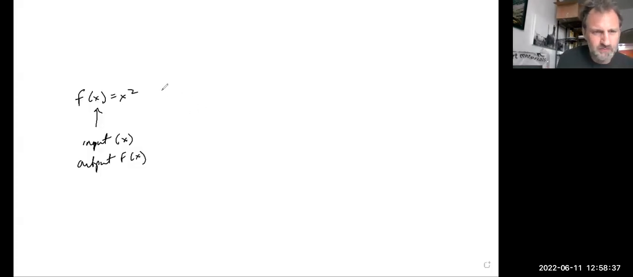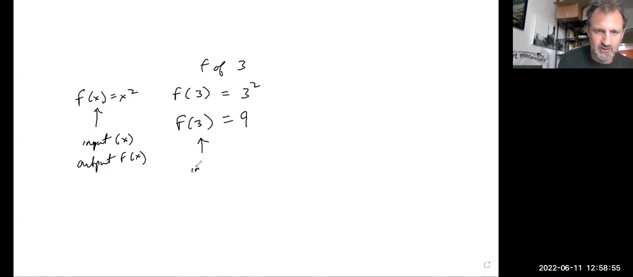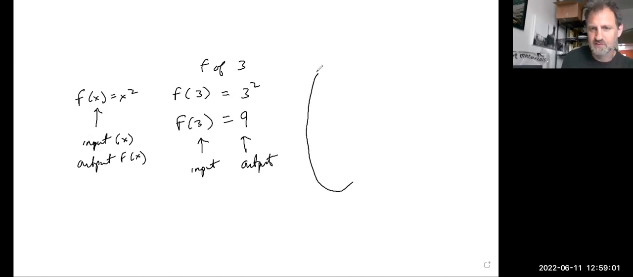Okay, so when I say something like f parentheses 3, that's f of 3. That's saying take my rule and put 3 into it. So of course that just means that we're going to square 3, so we get 9. So this is the input and this is the output. We can create a mapping of this.